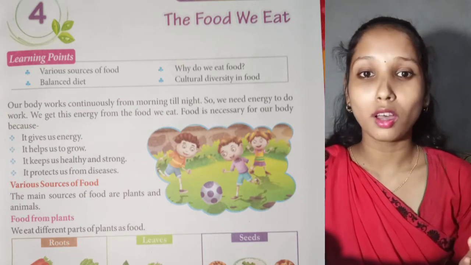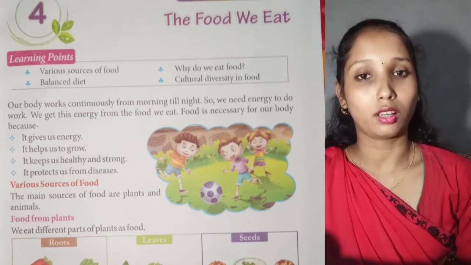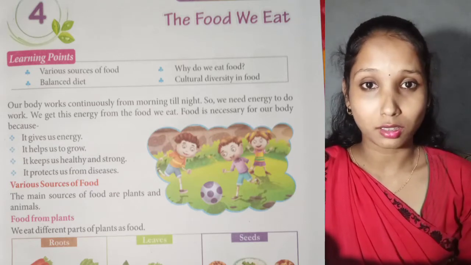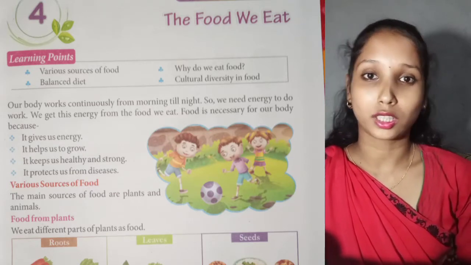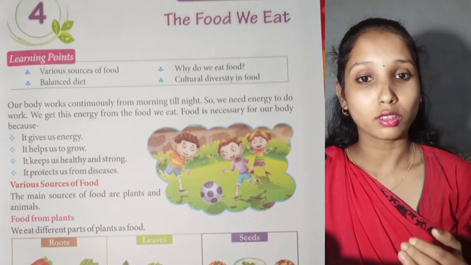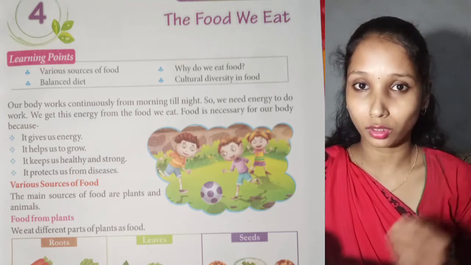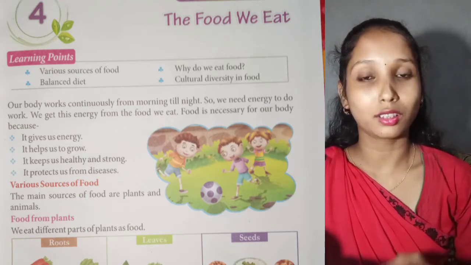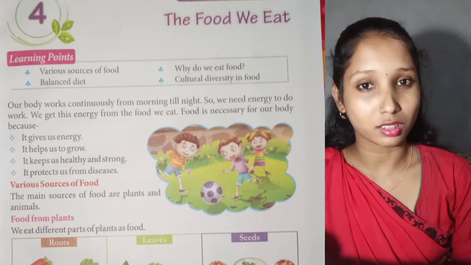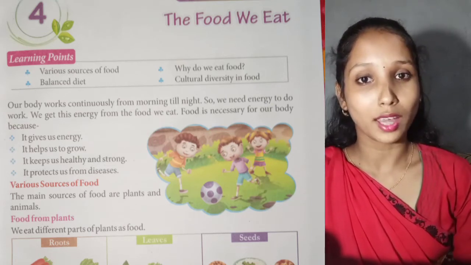Most of the sources of food are plants. For example, we eat rice, we eat bananas, apples, etc. All are plant sources. Then come to the food that we get from animals. So what are those? Those are milk, egg, meat, etc. All are the sources of food that we get from animals.